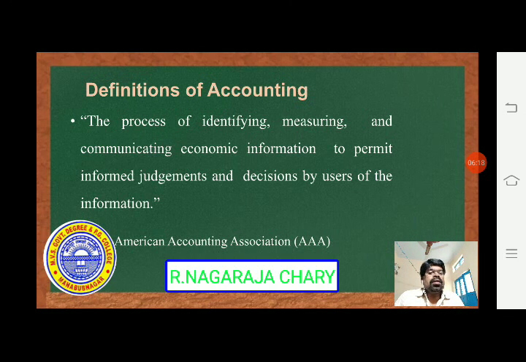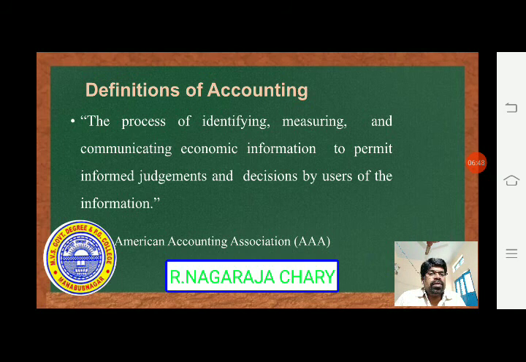So, whatever the definitions given by the American Institute of Certified Public Accountants and the American Accounting Association, the main theme is that this is an art of recording transactions that should be identified, classified and summarized, and whatever we summarize is to be given to decision makers.